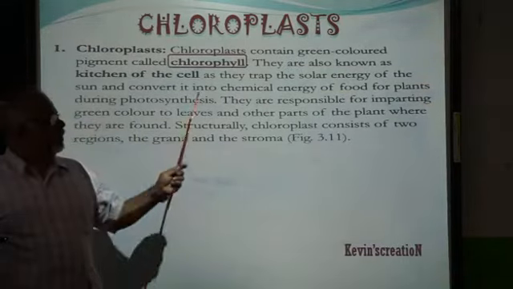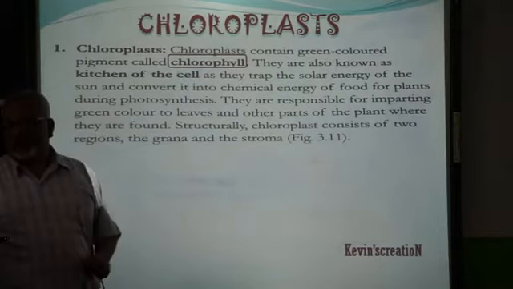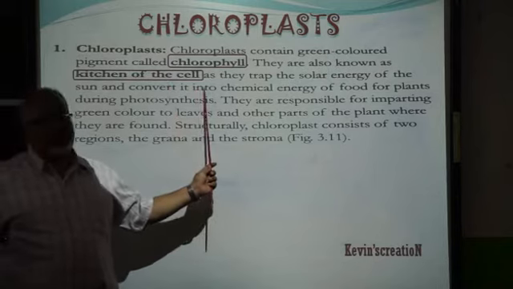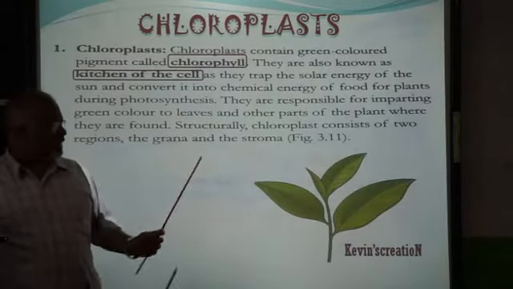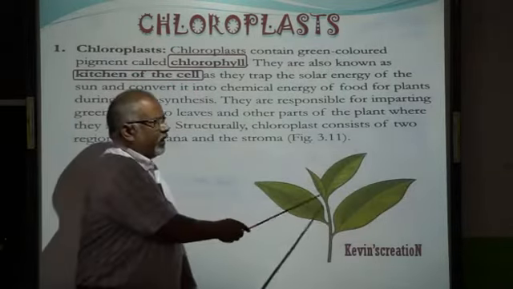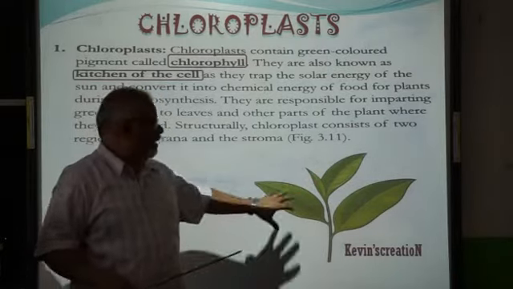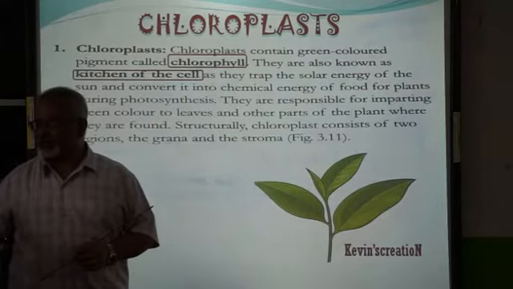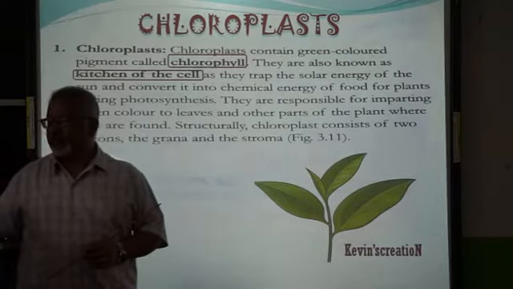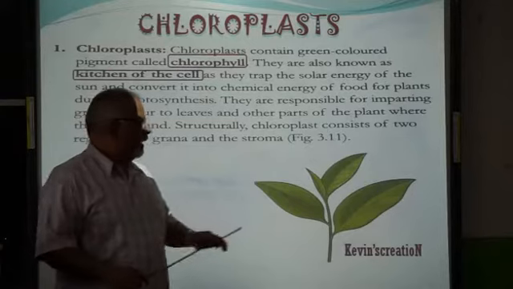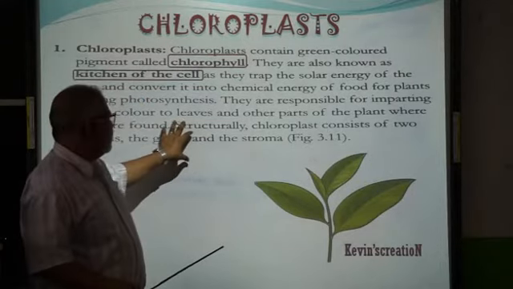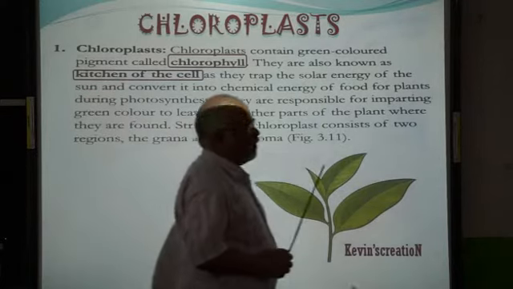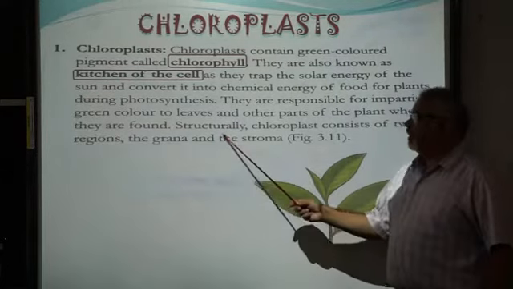So first this is the chlorophyll, green color pigment, and chloroplasts are called the kitchen of the cell and it imparts green color to the leaves. The leaves look green because of this chlorophyll. So they are there in the leaf and other portions which look green. Other parts of the plant where they are found, they look green.